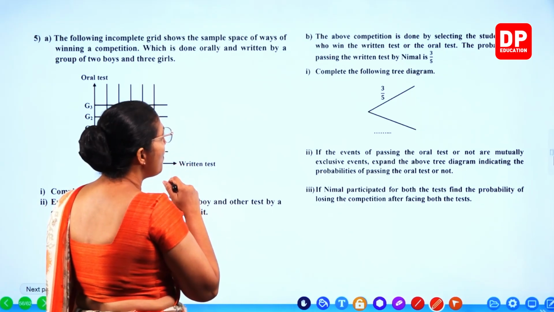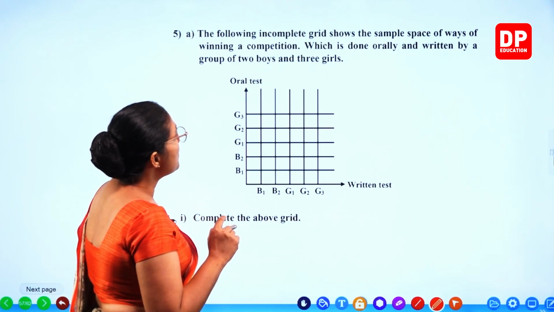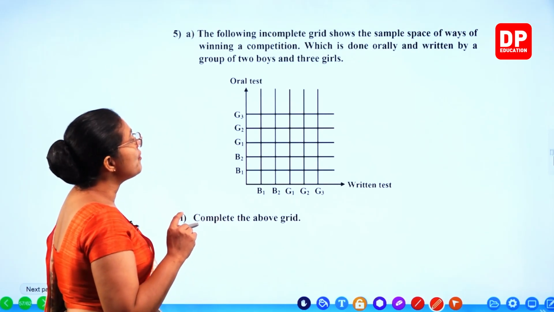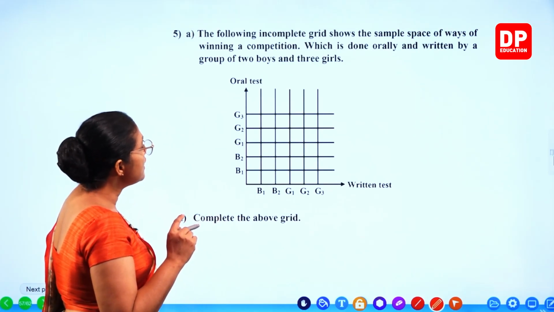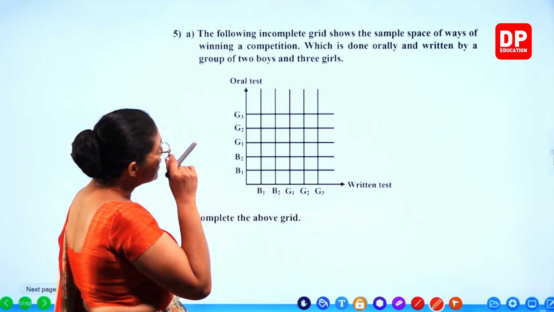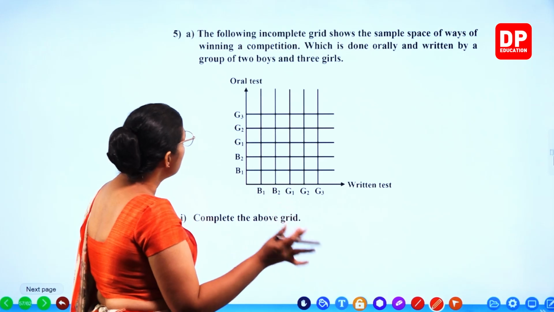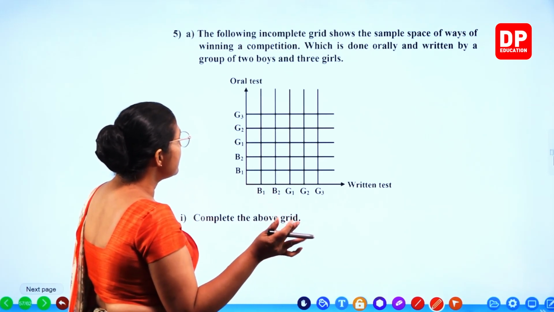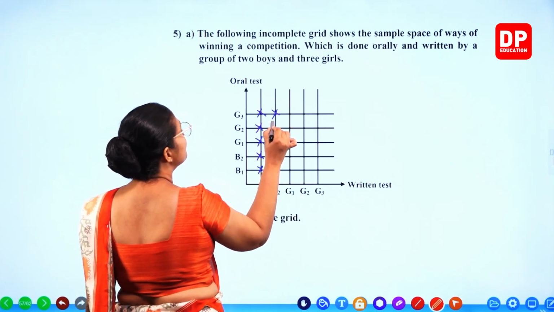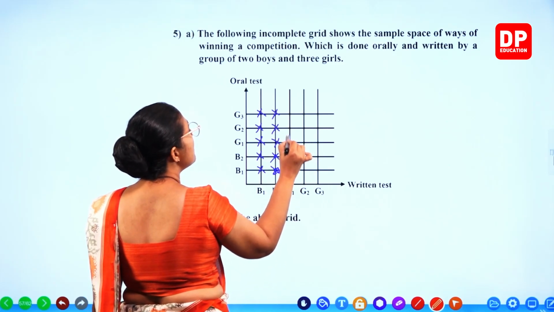That's about probability. The following incomplete grid shows the sample space of ways of winning a competition, which is done orally and written by a group of 2 boys and 3 girls. Complete the above grid. So, the same students are doing both exams, the oral test and the written test. So, you have to consider all possible outcomes. So, 5 times 5, 25 possible outcomes are there.